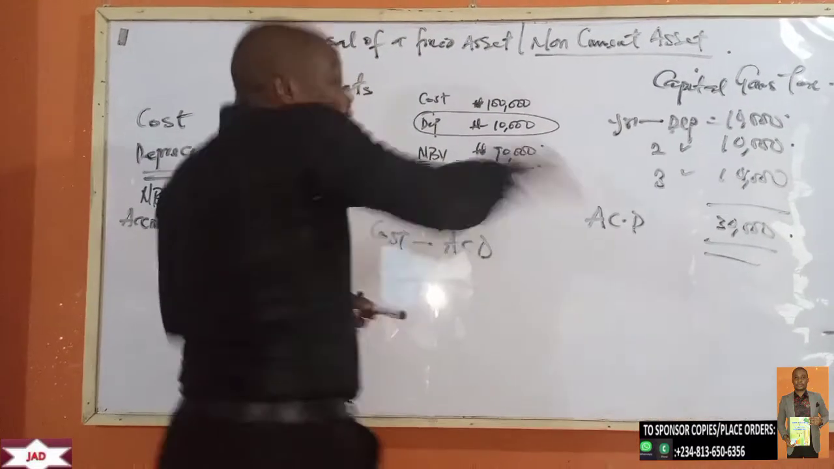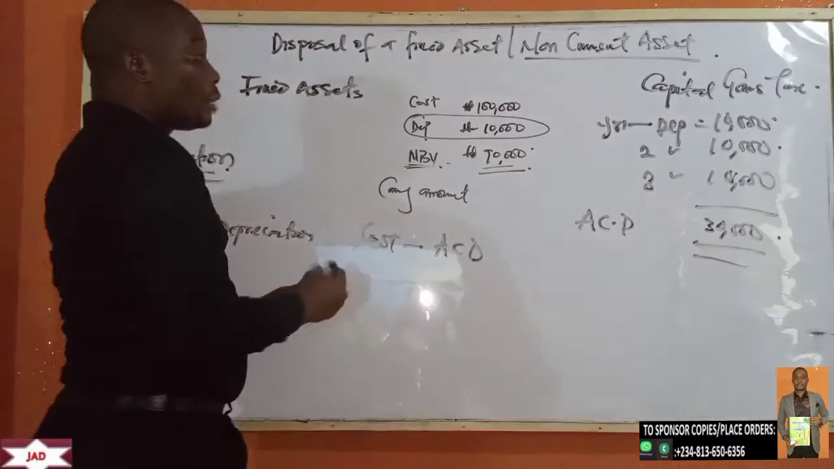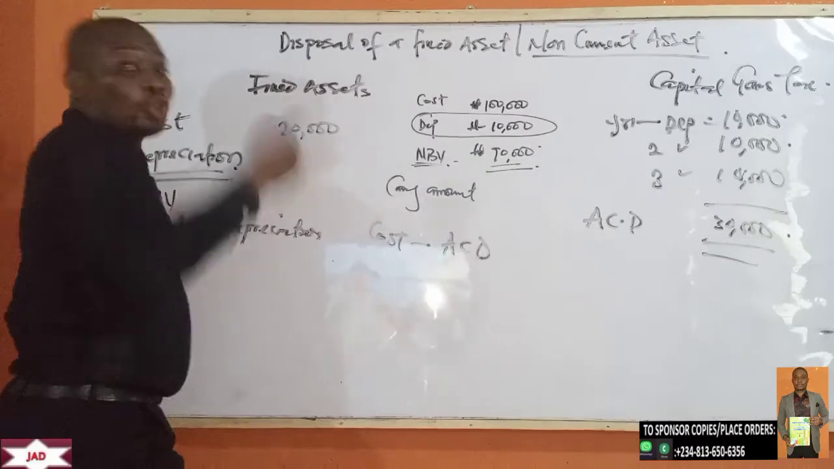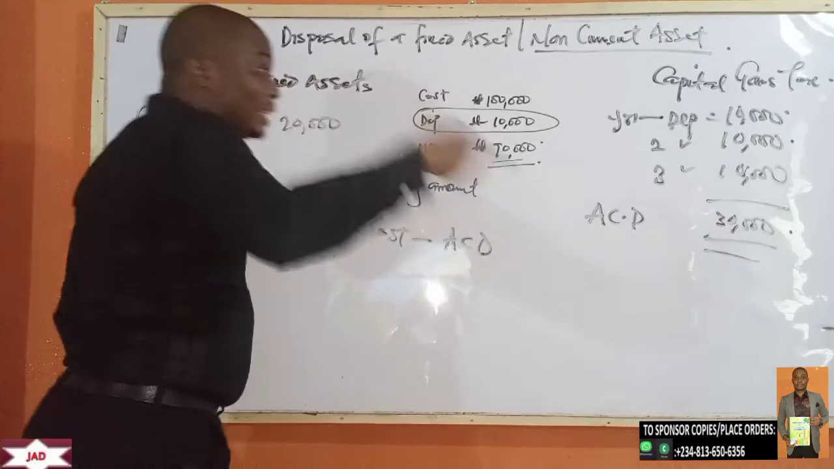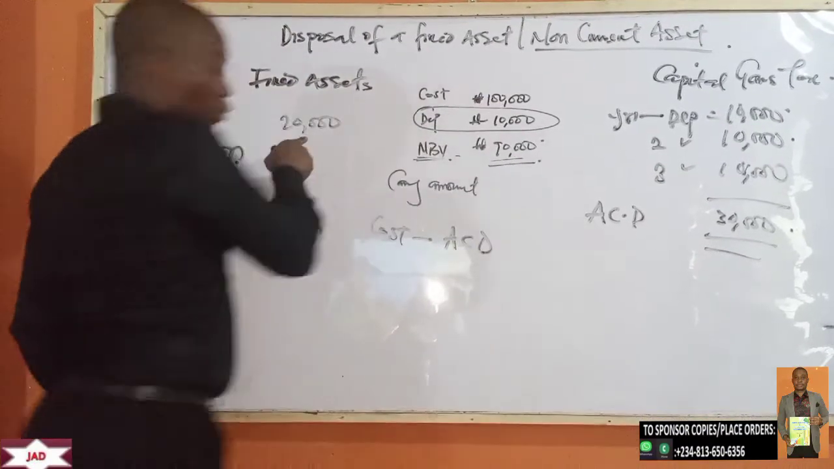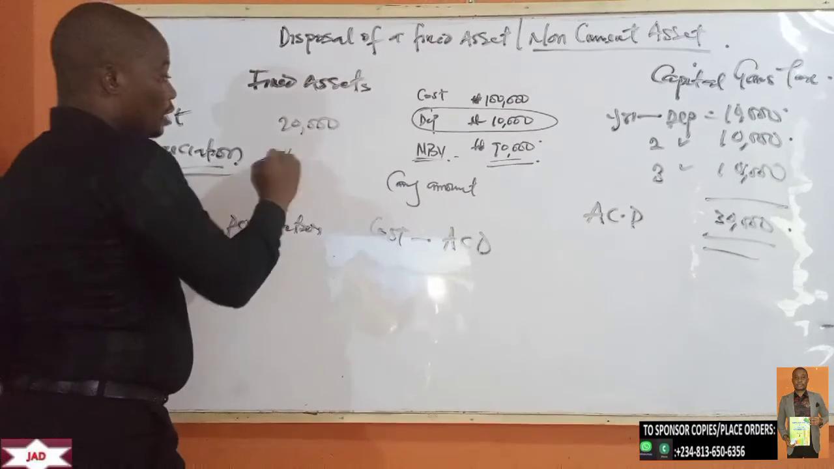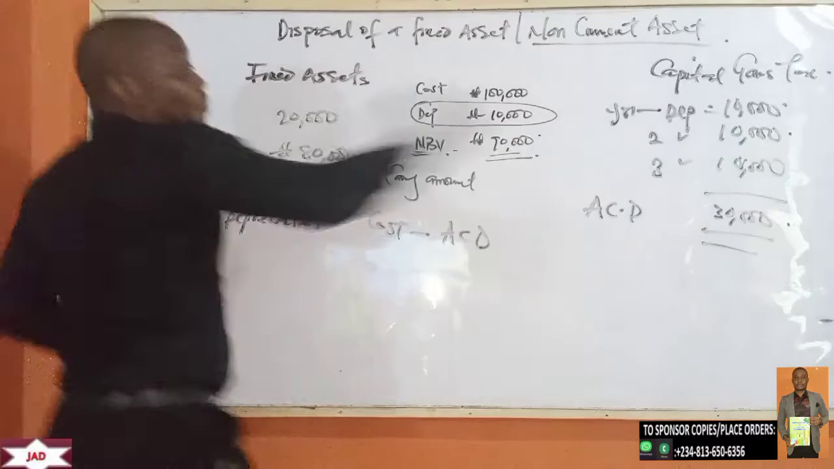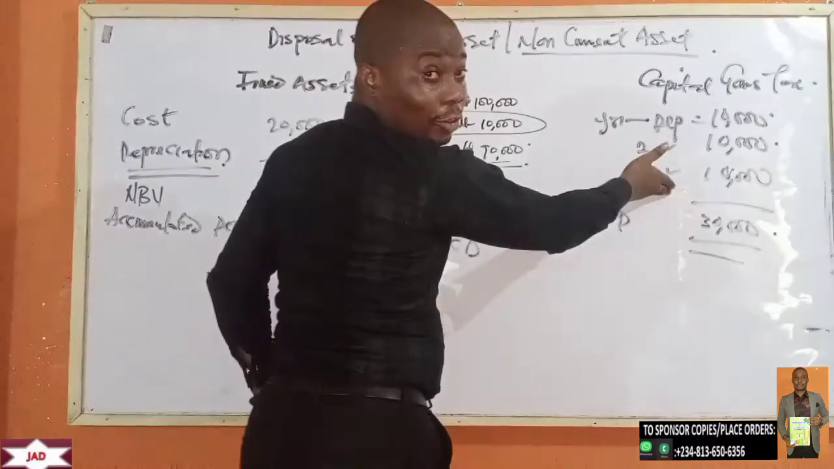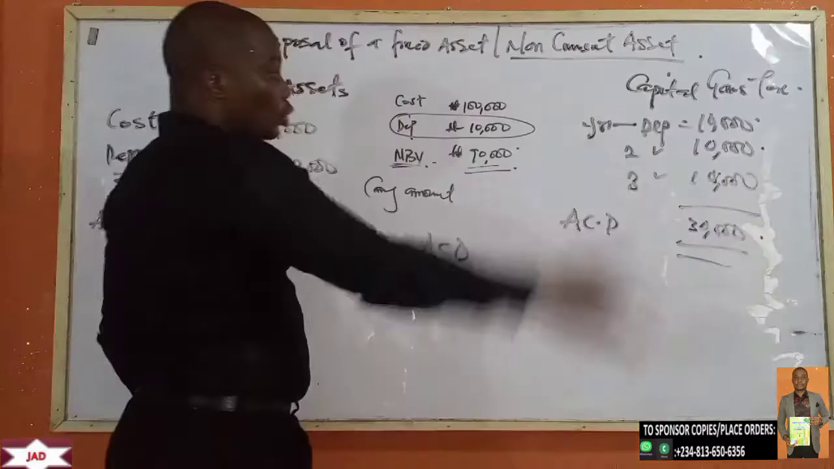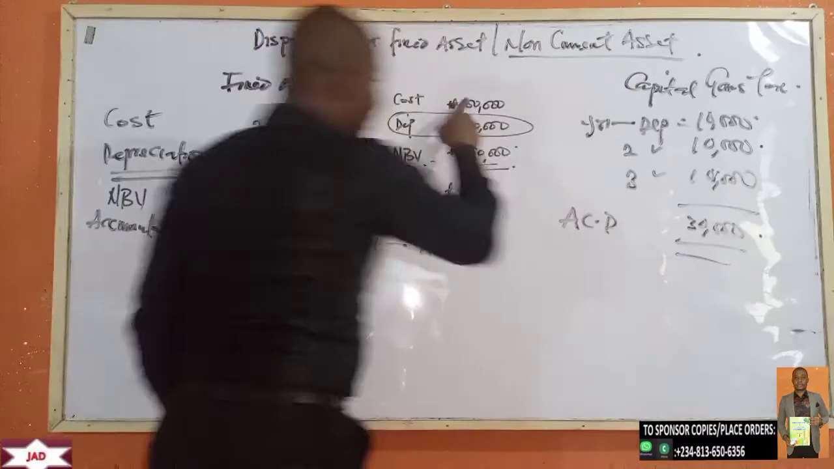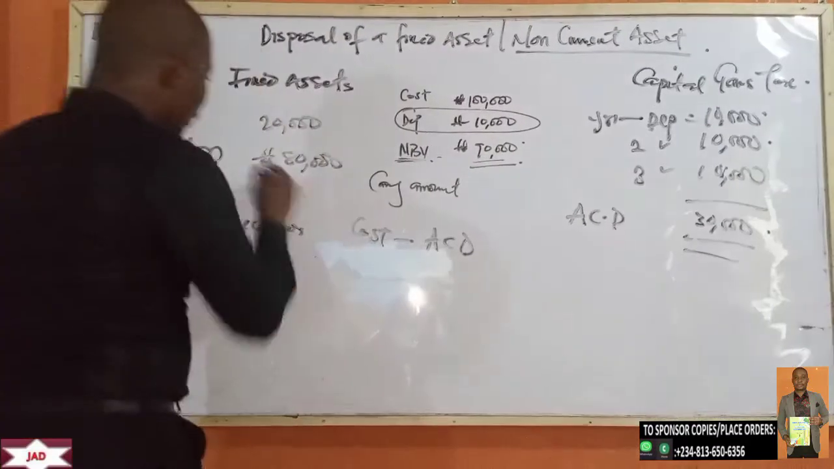Now, by the time we reach year 2 ending, it would have accumulated to 20,000. That's the depreciation. So what will be the net book value at the end of year 2? That will be 100,000 minus 20,000, so that means you have 80,000. Now, by year 3, depreciation would have accumulated again to 30,000. So what will be the net book value by the end of year 3? That will be 100,000 minus 30,000. So what do you have?